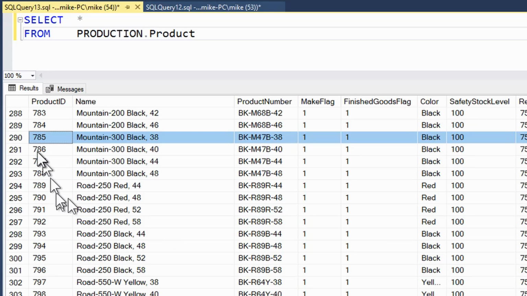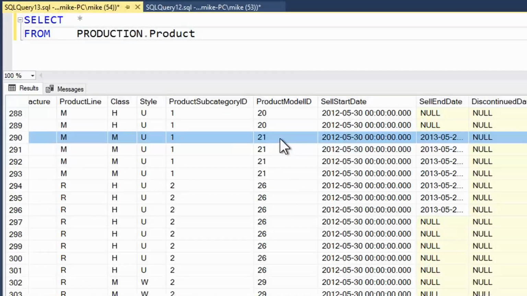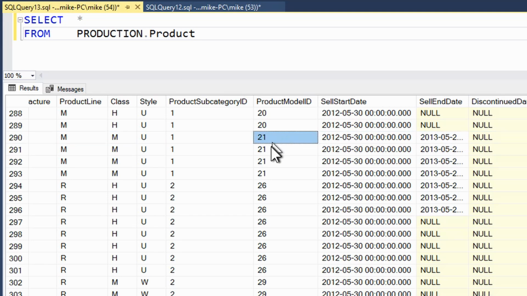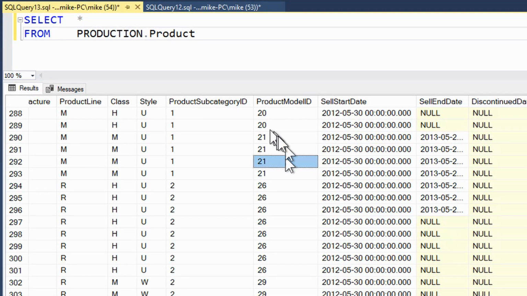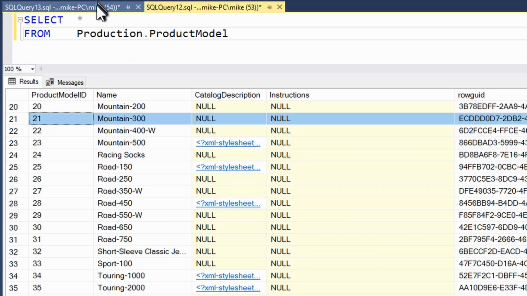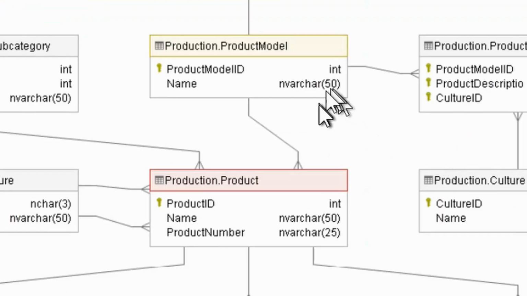If we go to the product table and look at our Mountain 300 products, there are three of them there. If we go across to the product model, there is the 21 code, and that represents the model we were looking at, but you can see there are many of them. That describes the relationship. You've got one record for the model, but there will be many instances of it in the product table, and that relationship of one there and many linking to it there is what this diagram represents.